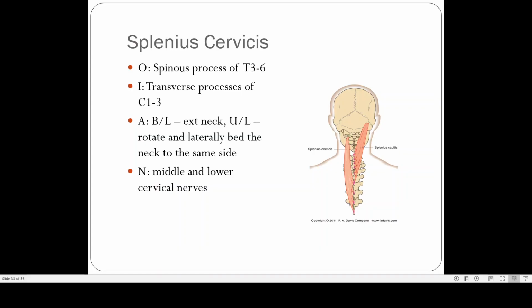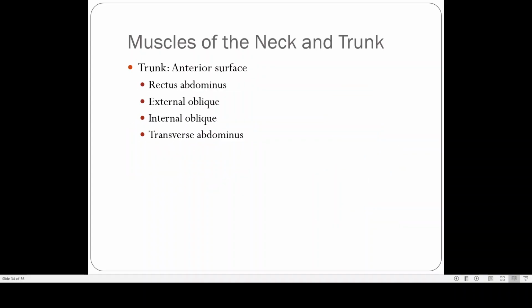Then we have splenius cervicis. This is going to be spinous process T3 through 6 up to the transverse process of C1 through 3. Similarly, they're going to extend the neck when working bilaterally. Unilaterally is going to rotate and side bend to the same side. And it is middle and lower cervical nerves providing innervation.